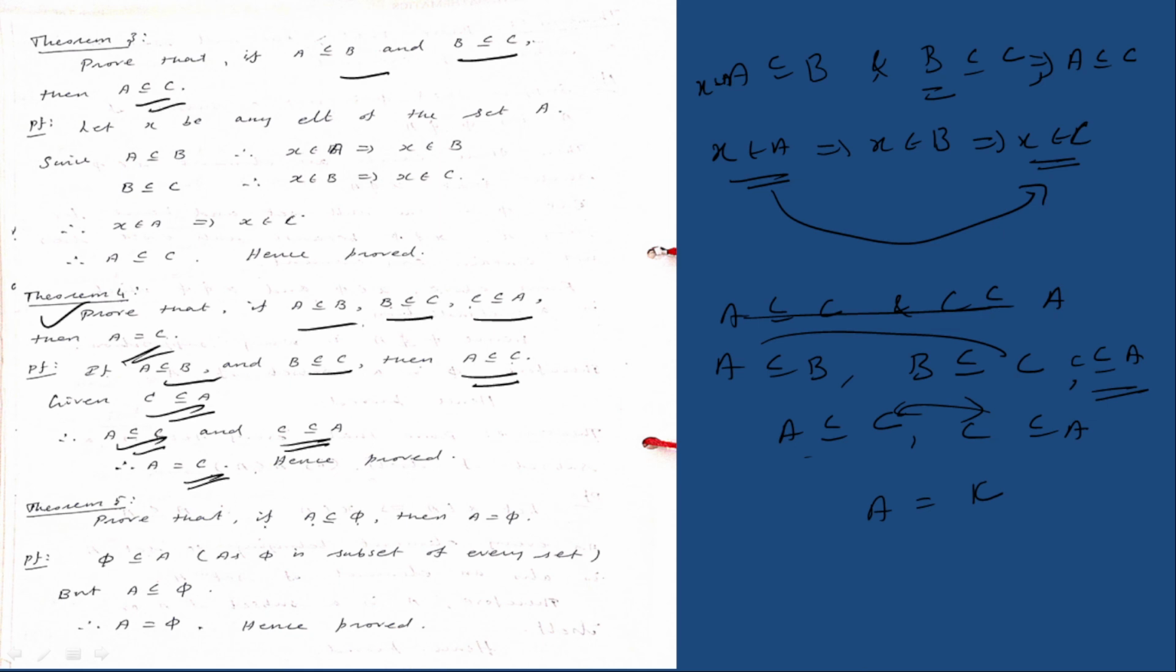That's all. Prove that if A is a subset of phi, then A is nothing but the empty set phi. You already know phi is a subset of every set, as per the definition. But it is given that A is a subset of phi. Combining these two, phi is a subset of A and A is a subset of phi, which means A is equal to phi by the definition of equality of sets. If one set is a subset of the other and the other is a subset of the first, then both sets are equal. That's all.